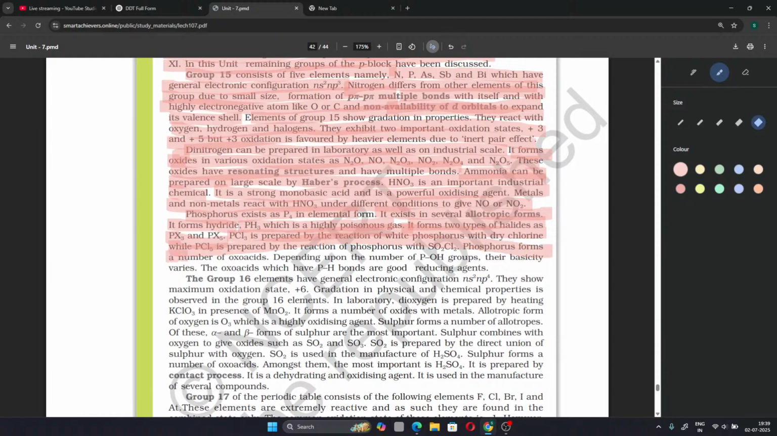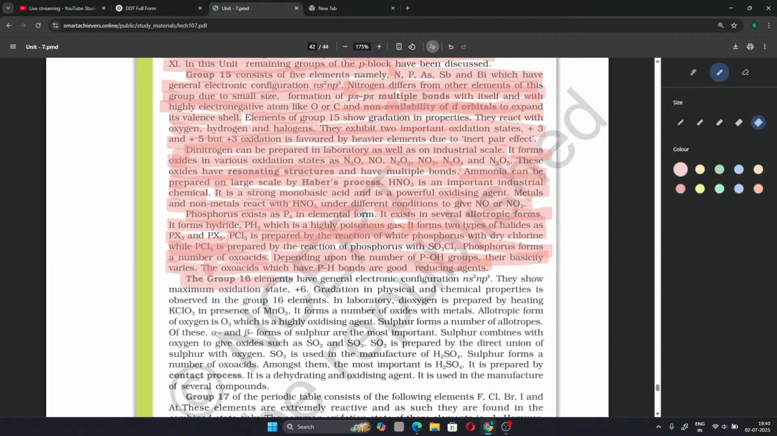Phosphorus forms a number of oxoacids depending upon the number of P-OH groups. Their basicity varies. Basicity is the number of hydrogen atoms or protons the acid can donate, and not the alkaline or acidic nature. Basicity is a new concept. The higher the basicity, the higher the acidity. The oxoacids which have P-H bonds are good reducing agents.